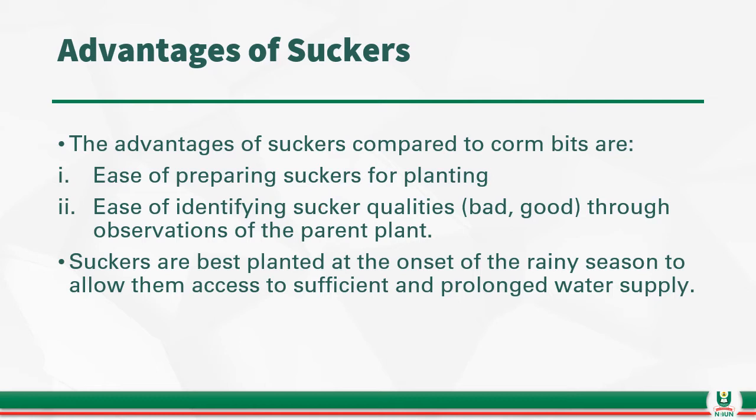You can see when you look through the parent of the plant, you look at the plantain that it is bringing forth, you can tell if this is a good type of plantain that you want to retain or the bad one when you see that the plantain is not really succulent, is not really big. You can tell by just mere looking at it. So you can know which one you want to continue with or the one that you want to discard. So ease of identifying the sucker qualities is usually very easy to know.